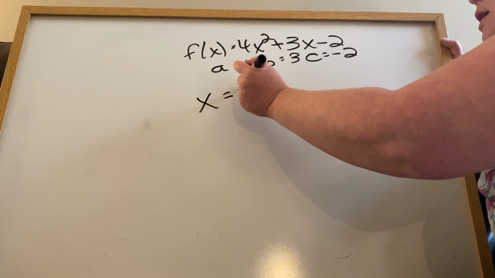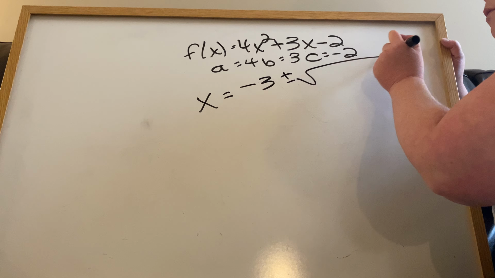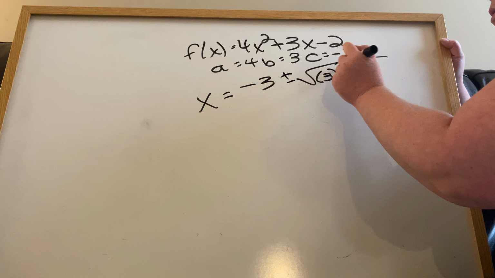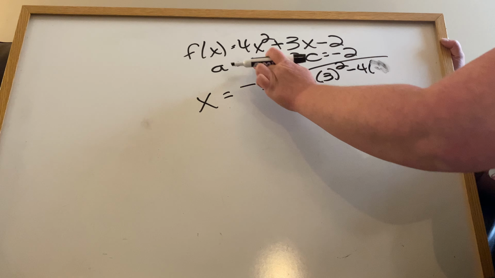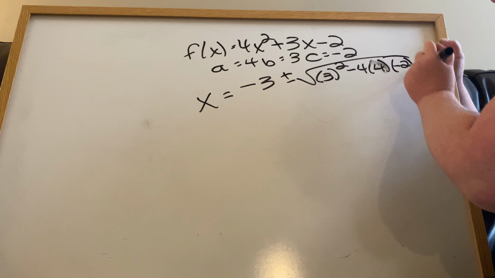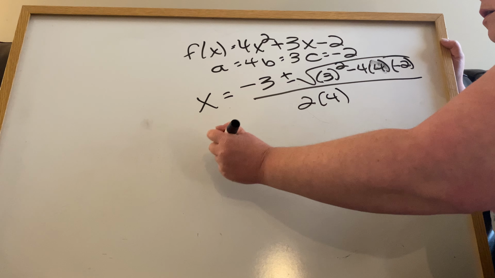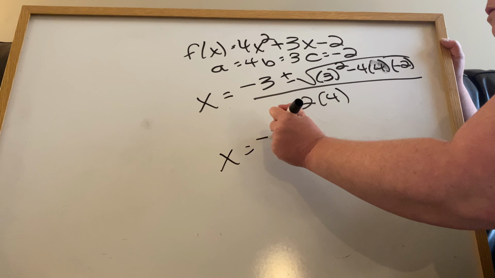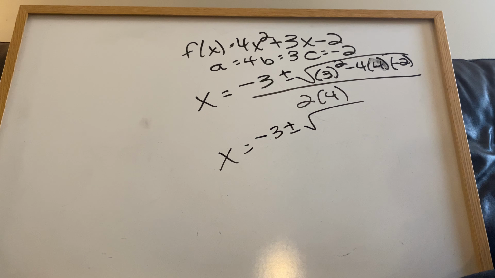So then you've got negative B, which is 3, plus or minus square root. You've got B squared minus 4 times A, which is 4, times C, which is -2, over 2 times A, which is going to be 4. Okay, so here we don't have a double negative, so I'll just recopy that. So then same thing, I want to type this into my calculator, not using the square root button.